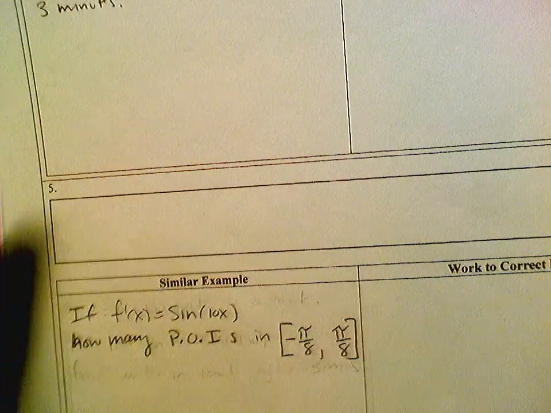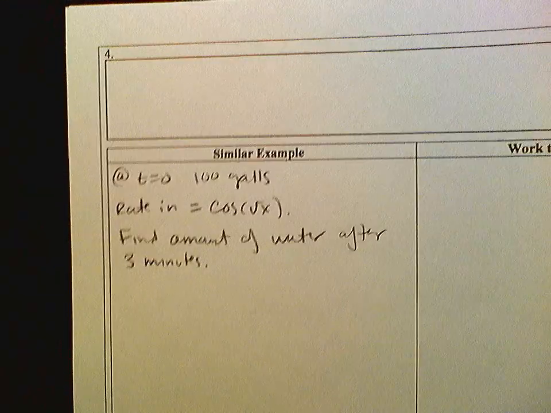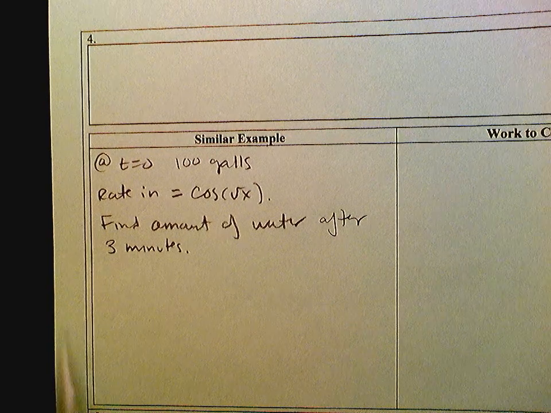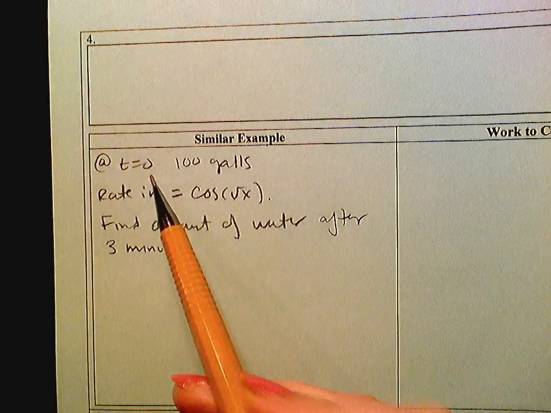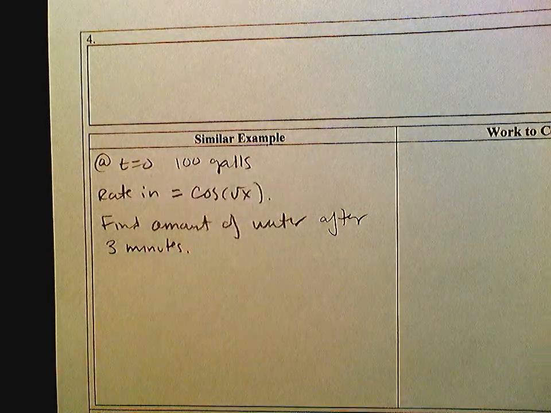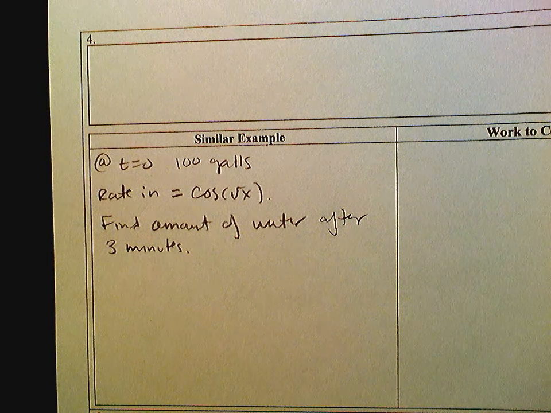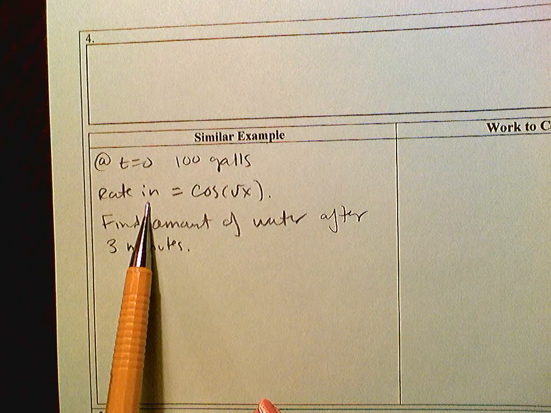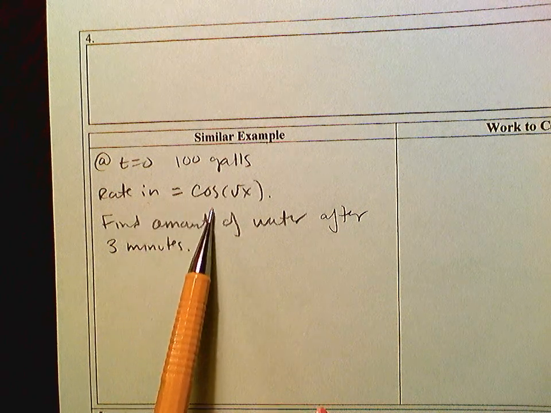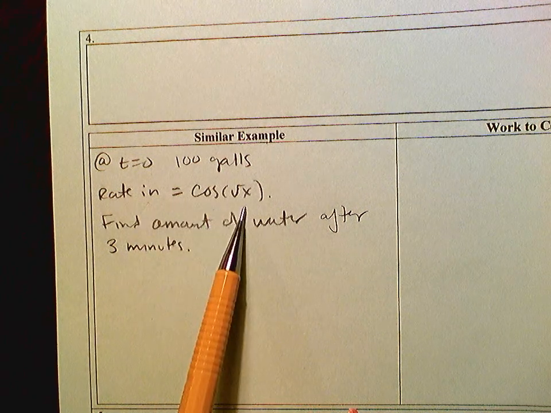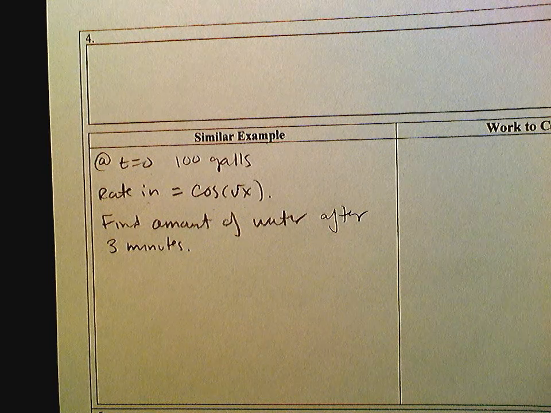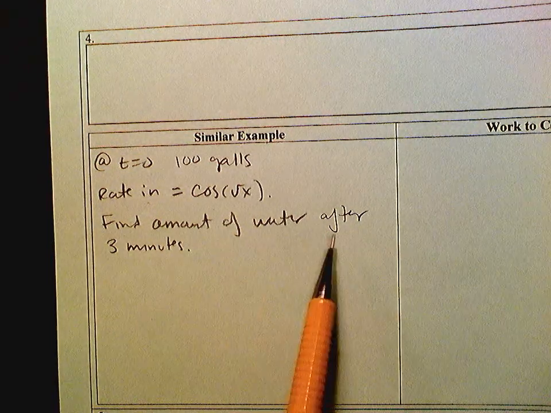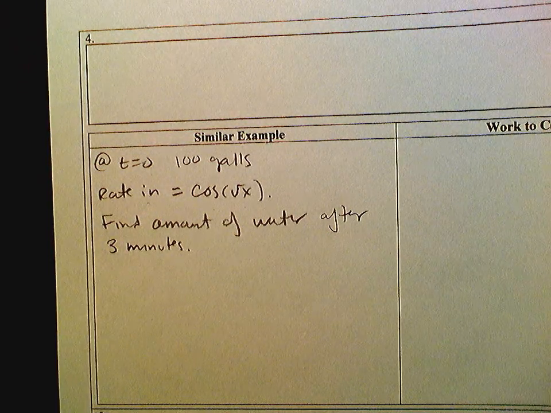Okay, so a similar example to number 4. I'm going to tell you that at t equals 0, we've got 100 gallons of water in a tank, and that water is pouring into the tank at a rate of cosine radical x. And we're going to find the amount of water after 3 minutes.